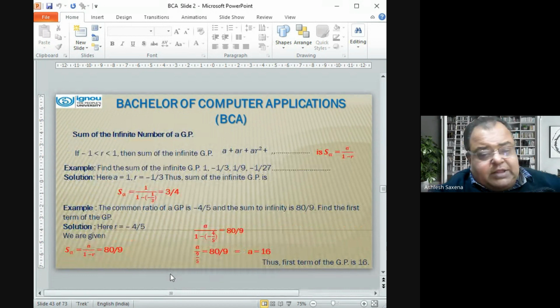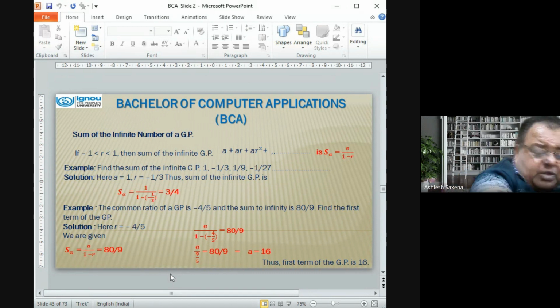Sum to infinity, the third formula for the sum. That means the series is not going to end, it continues. We have a very simple formula. S infinity is equal to A upon 1 minus R. That's it.